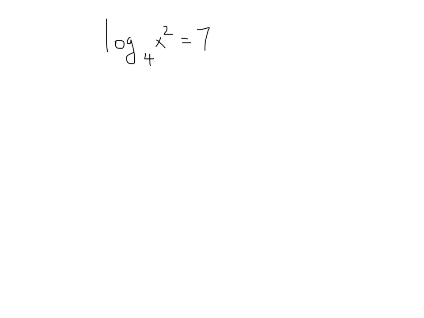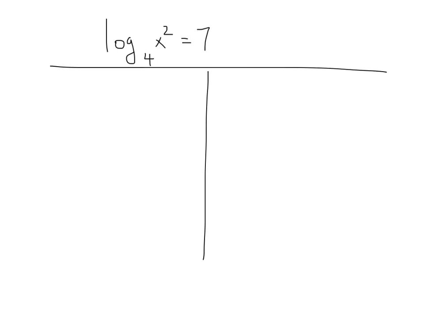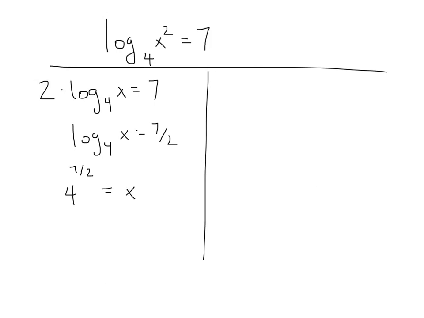So here we have another one. There are actually a couple ways that we could approach this. I'm going to solve this in two different ways. The first is I could use my power property of logarithms, and this equation becomes then 2 times log base 4 of x is equal to 7. So log base 4 of x is equal to 7/2. Rewriting this as an exponential, we get that 4 to the 7/2 power is equal to x. And 4 to the 7/2 power, well, we'll take the square root of 4 and get 2. 2 to the 7th is 128. So x is equal to 128.